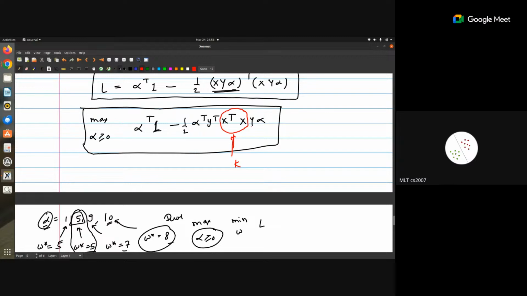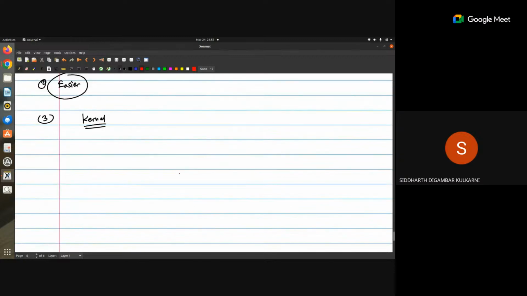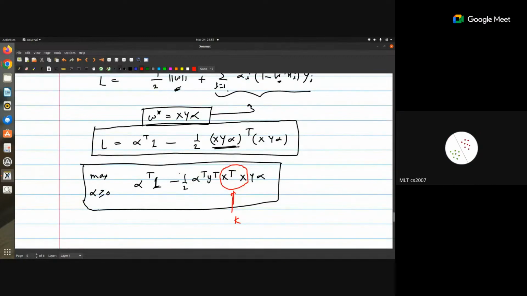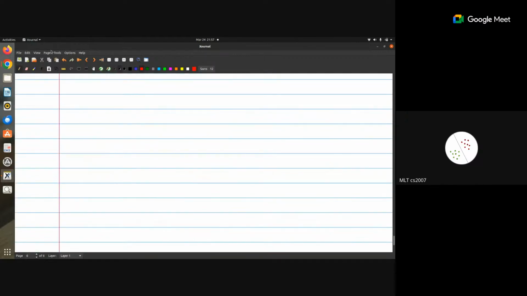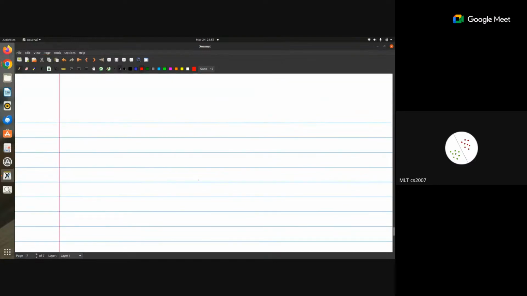Maybe there is one question. In the primal one, we cannot find such a form where we can convert it into a kernel, right? Yeah, that solution is not there. You will not be able to find it. That is why the dual is good to solve here.